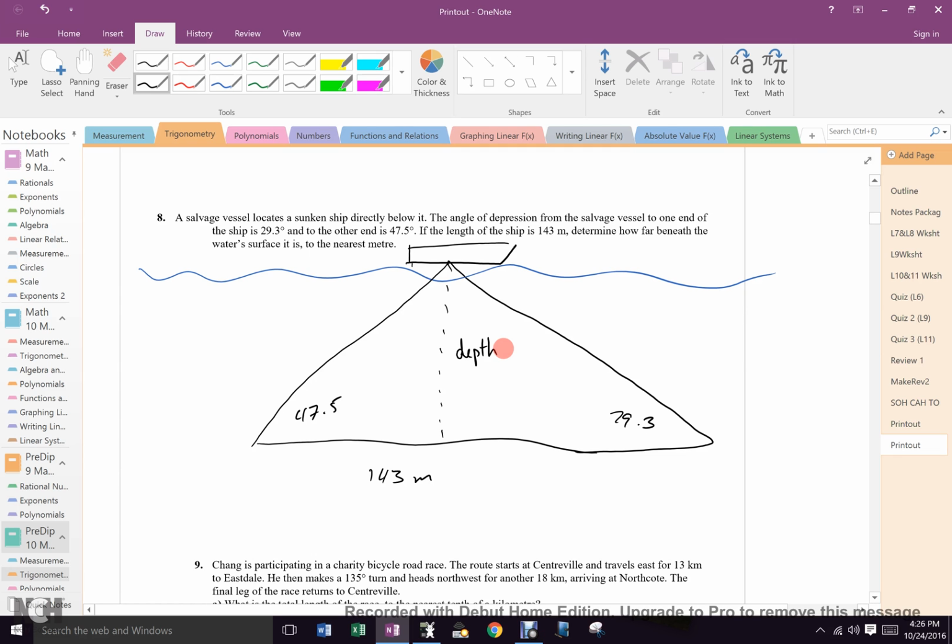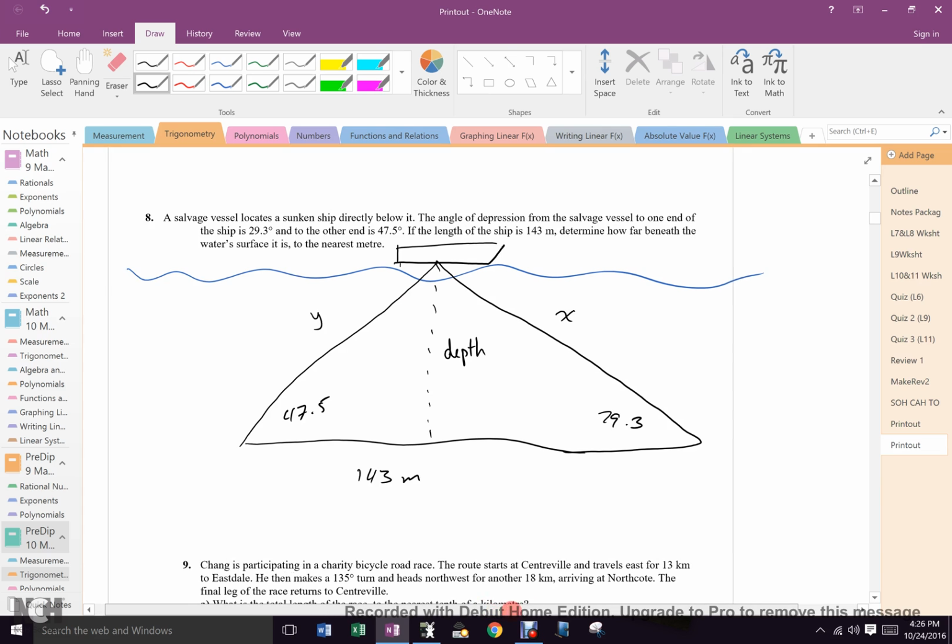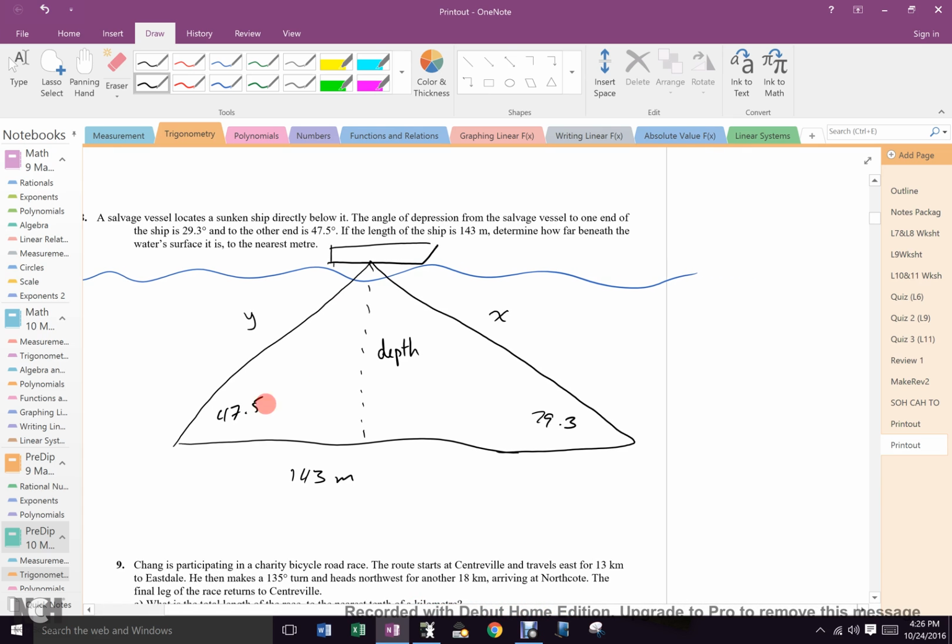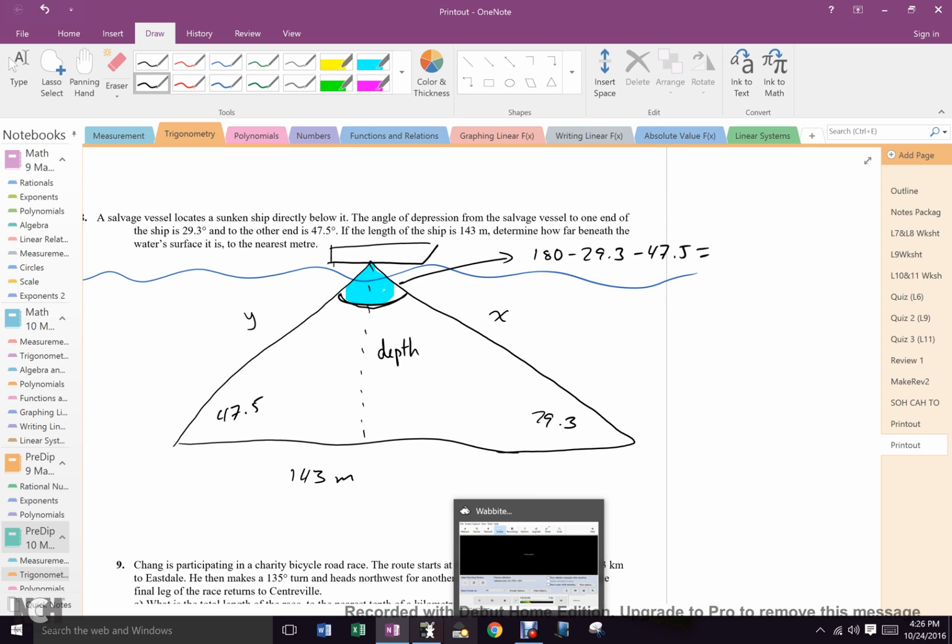To get that, I need one of these two hypotenuses, right? So I can get that with a sine of this guy, except I don't know either of the bottoms. So I've got to use sine law. If I can get that one or that one, I'm good. I'm going to do them both because they both will work. This angle here, I know. Why? Because that blue angle is 180 minus 29.3 minus 47.5 to get whatever it is.